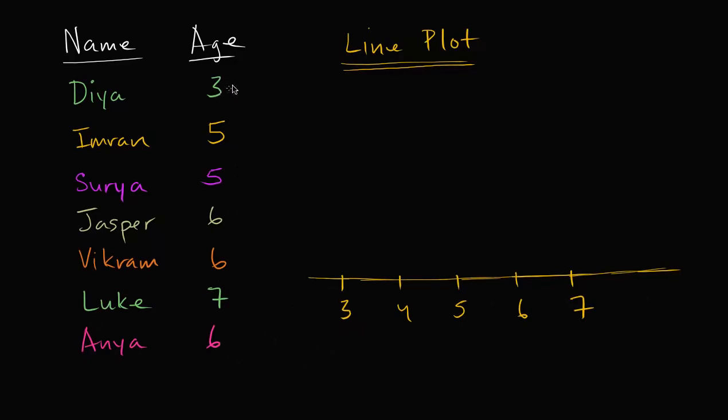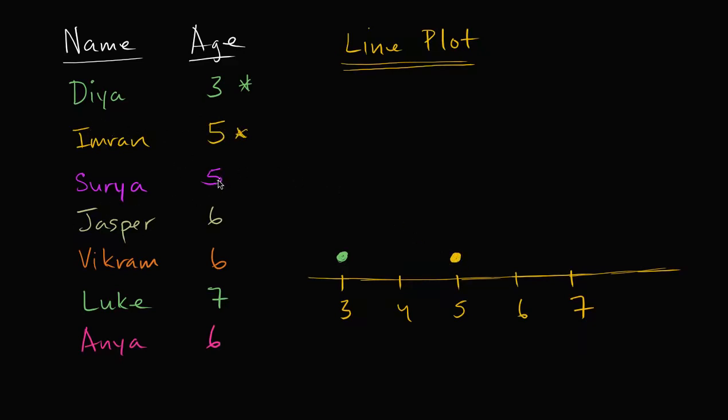Well, I have one person attending the party, Dia. She's age 3. So I might put an X here, or I could put a dot here. Different line plots would put different things here. But that shows me that I have this partier who is age 3 right over here. Now I have Imran, age 5. So that's someone right over here who would be age 5. You could think of this dot as representing Imran, who's age 5.